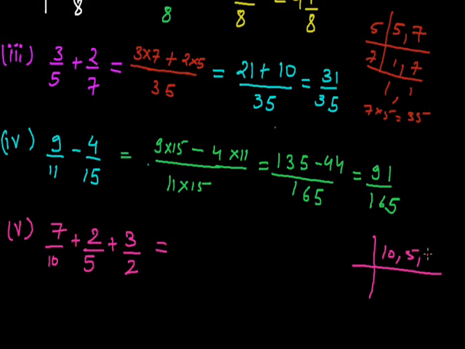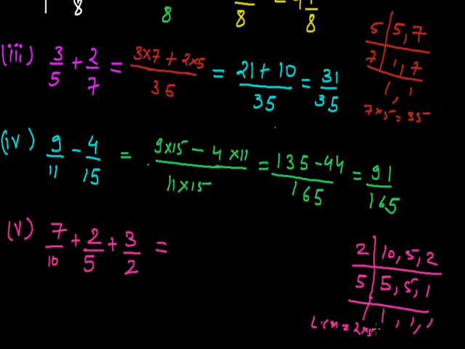10, 5 and 2. So first we will divide by 2. 2 5s are 10, then 5 and then 1. Then again by 5, so we will have 1, 1 and 1. So the LCM is 2 into 5, that is equal to 10. Now here we have calculated the LCM, that is 10. Now 7 is already having 10 in the denominator, so no need to multiply it by any number.